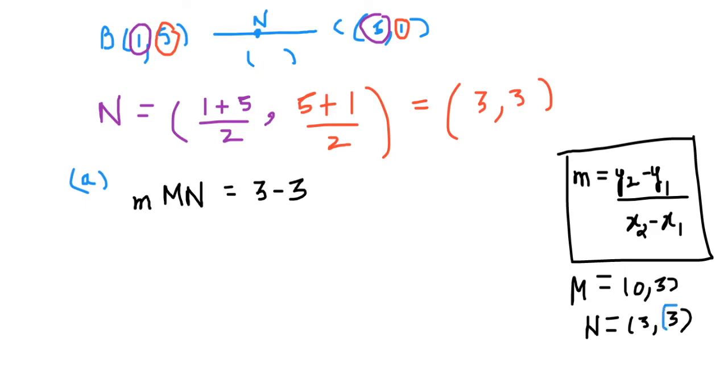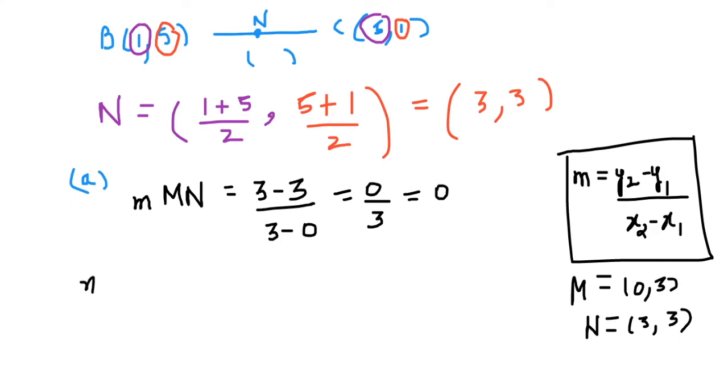This is y2 and this is y1. You can take any one coordinate as x1, y1 and the other one as x2, y2. So this will be 3 minus 3 upon x2 minus x1, which is 3 minus 0. I'm getting 0 upon 3. 0 upon any number gives me 0. I got the gradient of MN.